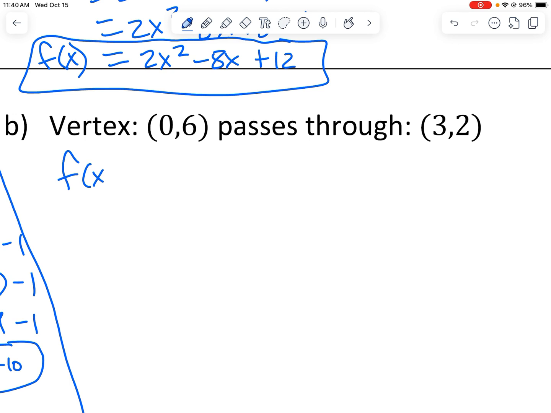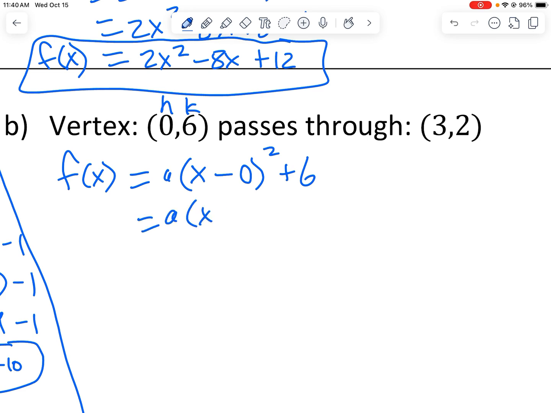So we got f of x equals a times x minus something squared plus something. Here's my h, here's my k. So this is 0 and this is 6. That means this doesn't really do anything. We got a times x squared plus 6 equals f of x. Now I can plug my numbers in.